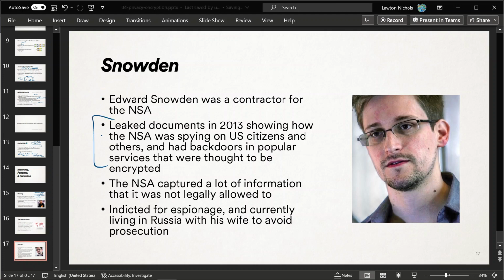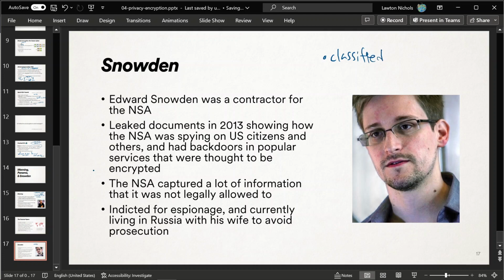He leaked a bunch of documents a decade ago showing how the NSA was spying on its own citizens, on U.S. citizens. Like Facebook had backdoors, Apple had backdoors, so that people who thought they were using encrypted things actually weren't, and the U.S. could sneak in on all that stuff. And so they captured a lot of information that they were not legally allowed to capture. The NSA broke the law, all right? And so he leaked a bunch of classified documents.